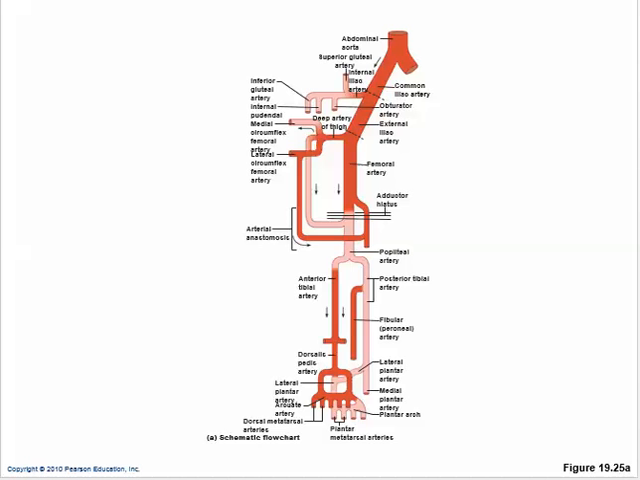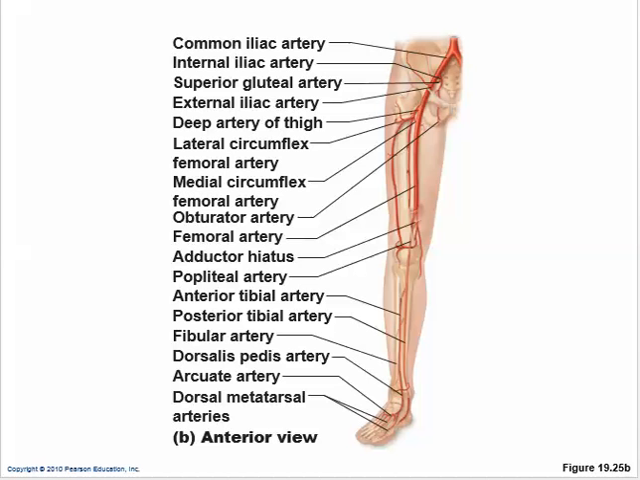The popliteal artery branches into two branches. The one that goes in front of the tibia is called the anterior tibial. The one that goes behind the tibia is called the posterior tibial. There's one that runs off the posterior tibial down the fibula, called the fibular. And then it supplies the foot. Again, just broad categories of this.